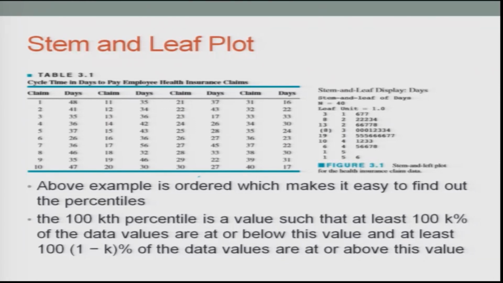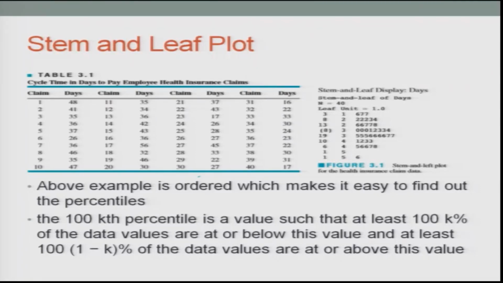If you do the stem and leaf display, the days are the stems and the leaves are the number of days. You have a leaf unit of 1. So, if it is, for example, a leaf of 3, the unit is 1, and based on that you have the numbers given in Figure 3.1. That will give you how the idea of the stem and leaf is done.